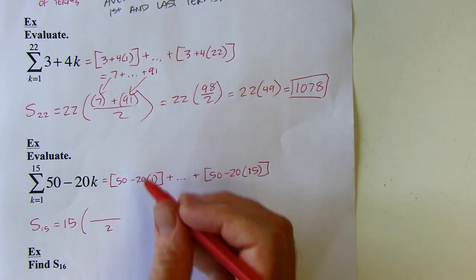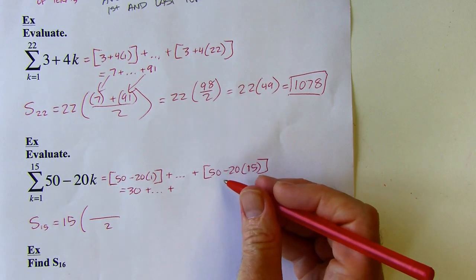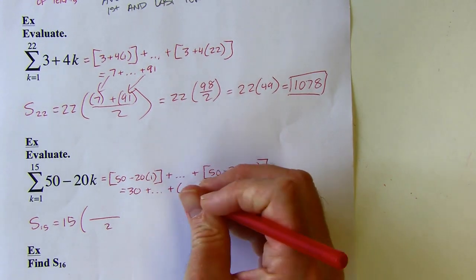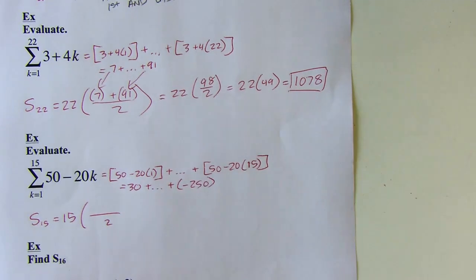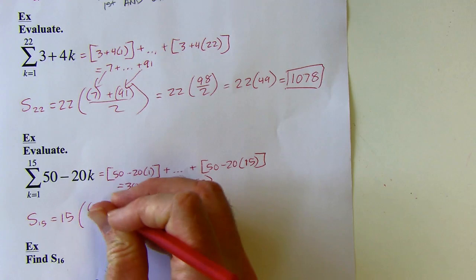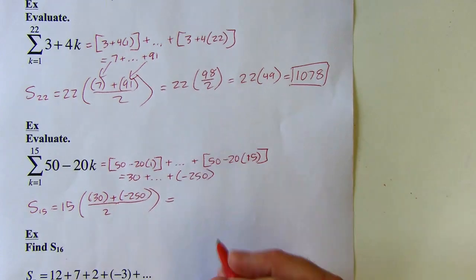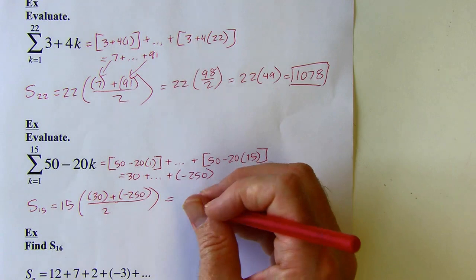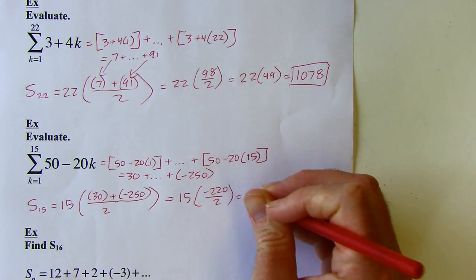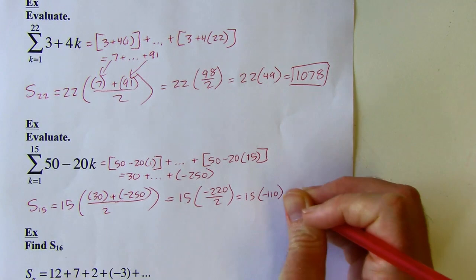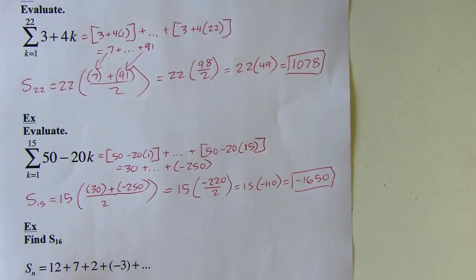So 15 minus 20 would be 30. Let's start with 30, got all the other stuff. And then that's going to come out to negative 250. So my first term's 30, last term is negative 250. Okay, so I'll start simplifying the fraction part. And there we go, negative 1650.